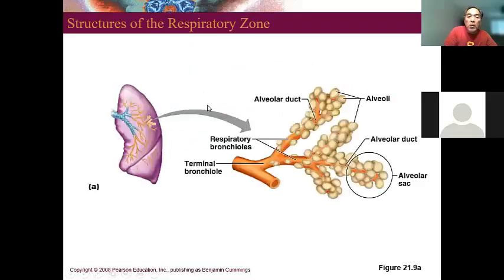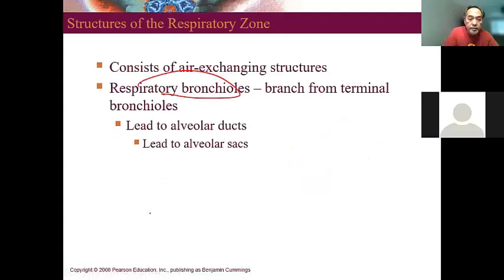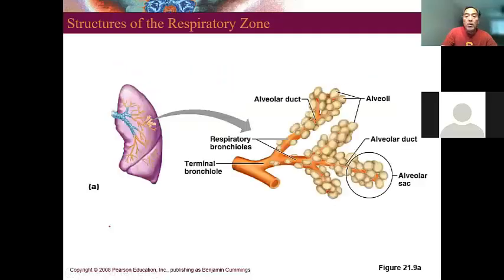will lead into what we call the alveolar duct. The respiratory bronchioles after the terminal bronchioles lead to the alveolar duct and to the alveolar sac. At this point, the respiratory bronchioles are called the respiratory zone. Okay, gas exchange can actually occur within these tubes. Okay, so this is what it looks like microscopically.